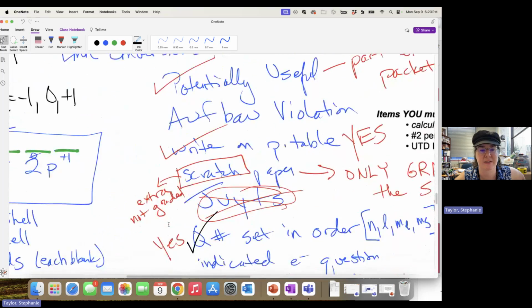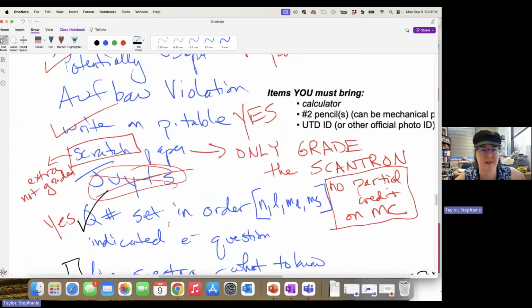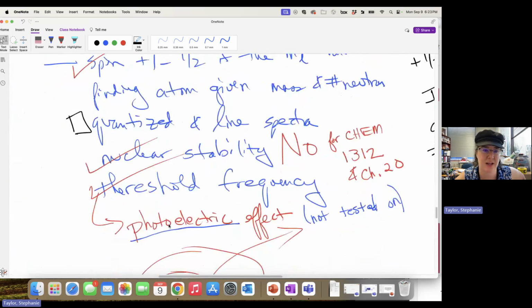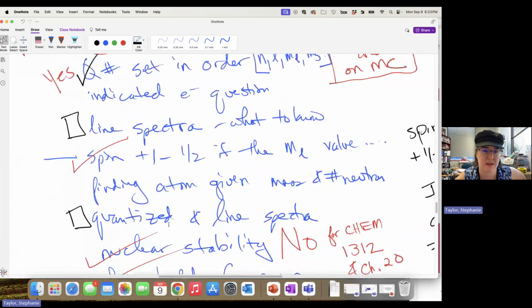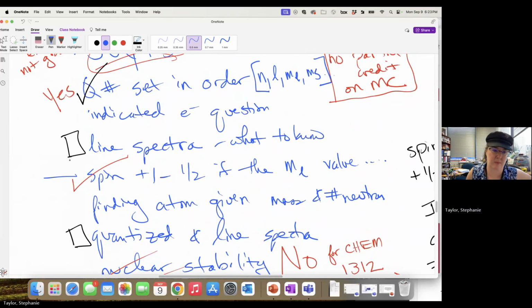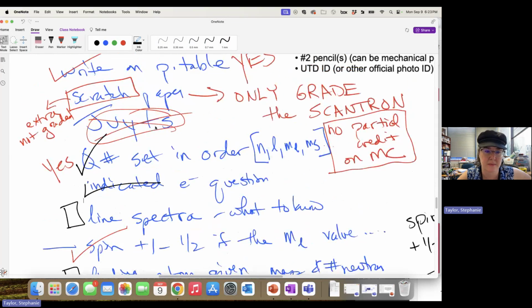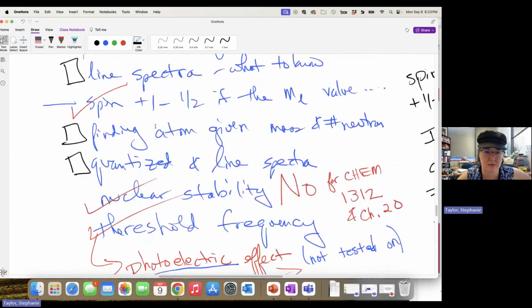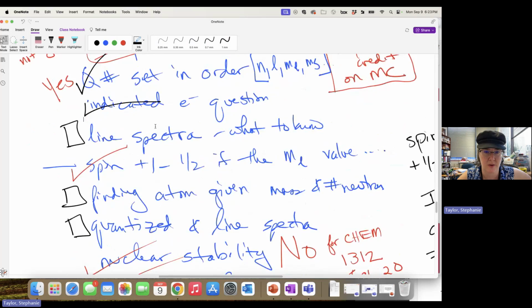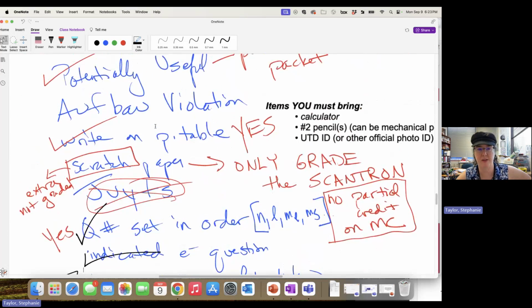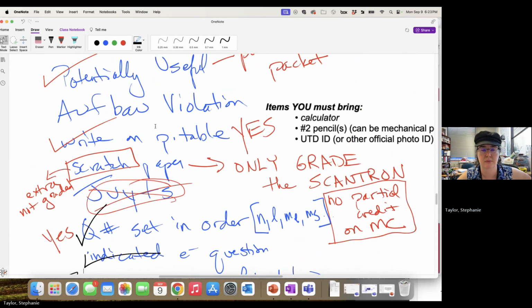Emission spectrum, I haven't done. Quantum mechanics stuff, I haven't done. The Aufbau violation, I've got 7 minutes left. Don't forget the indicate electron question, done. Aufbau question? I wrote it down. Aufbau violation. Did I do an Aufbau violation? Oh, kind of.